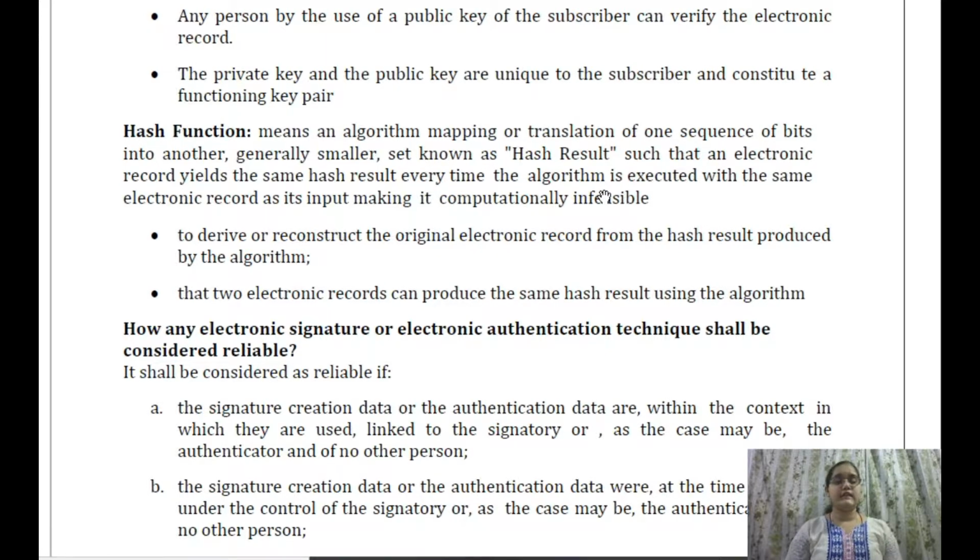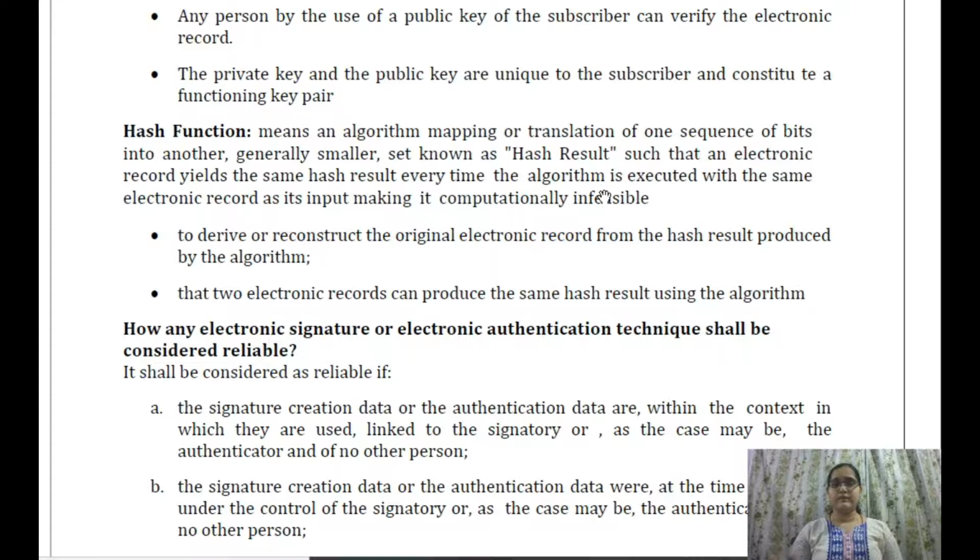What is hash function? Hash function is an algorithm. Algorithm means mapping or translation of one sequence of bits into another. So it is a form of code which helps in translation of one sequence of the information or data into another sequence called the hash result, such that the electronic record yields the same hash result every time the algorithm is executed. Whenever you use the algorithm on this particular record, it always produces the same result.